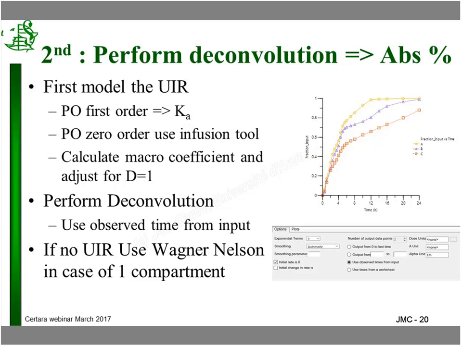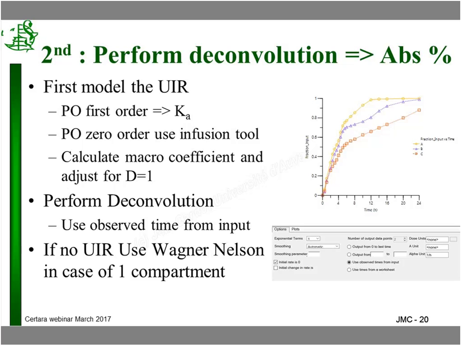Then you are going to perform your deconvolution, and the result of the deconvolution is exactly what you observe here on the right part of this curve. When you make the deconvolution, you have to use the observed time points as input to have exactly the points corresponding to your plasma concentrations. When you don't have any UIR, you can use the Wagner-Nelson equation if your drug behaves as a one-compartment model.